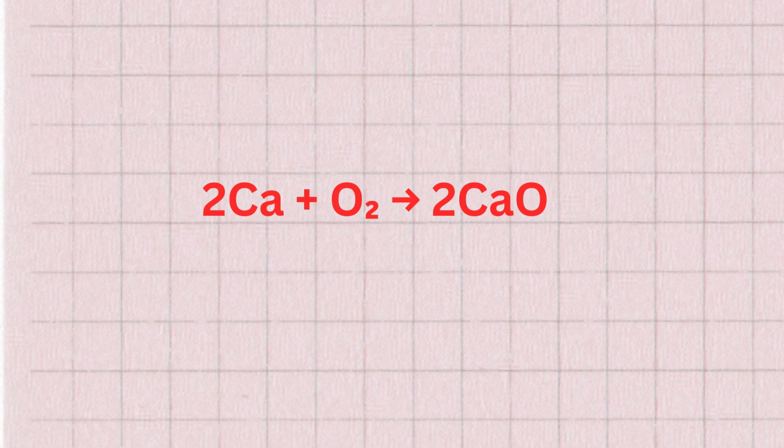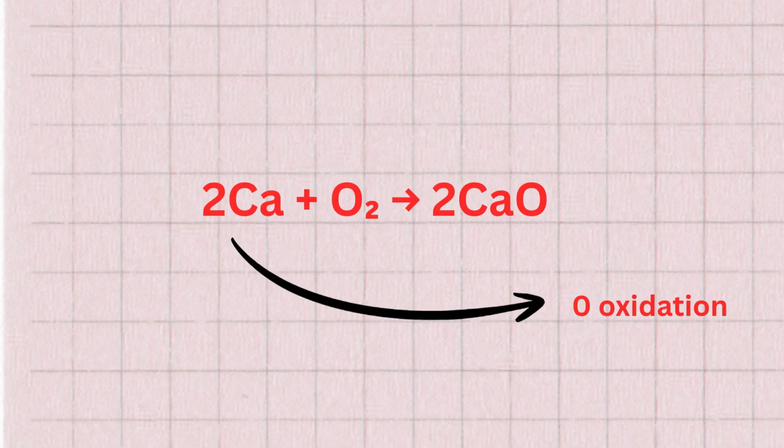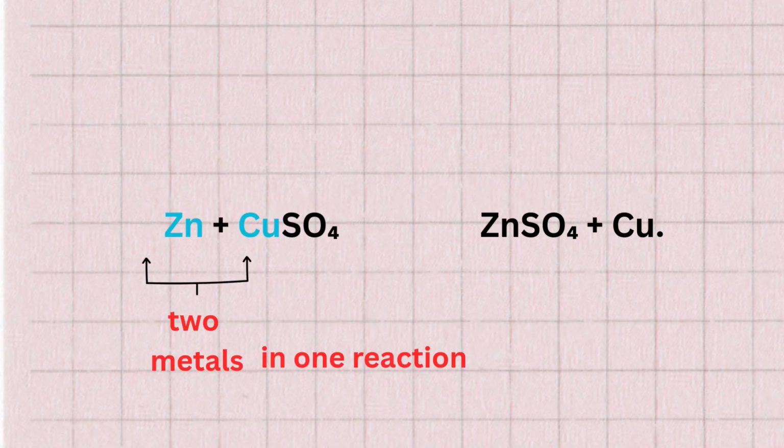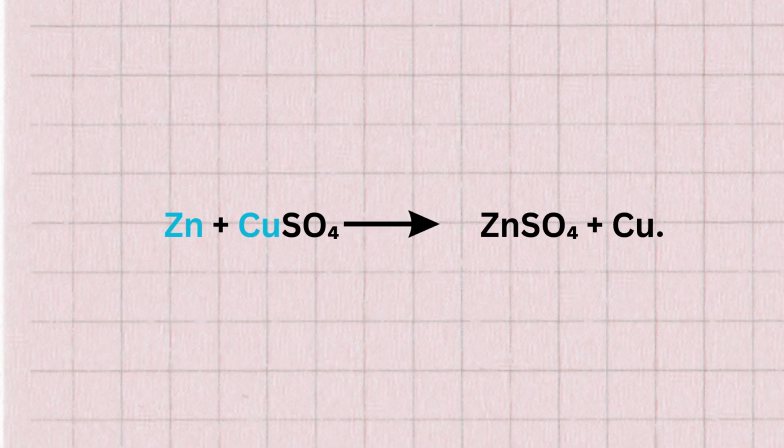2Ca plus O2 gives 2CaO. Calcium combines with oxygen. Calcium gains oxygen, oxidation. Oxygen gains electrons, reduction. Now think about this question. What happens if a reaction contains two metals?